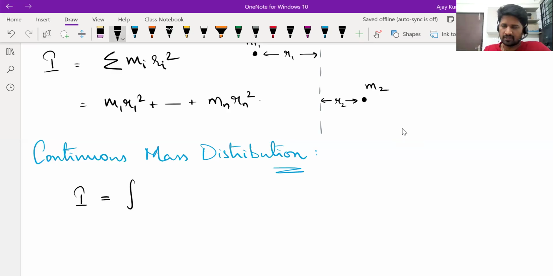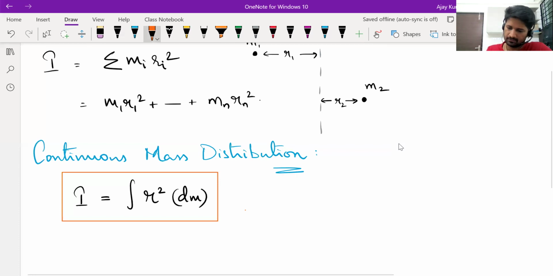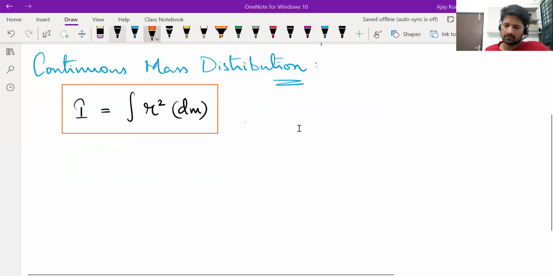In the formula for moment of inertia, mi is the mass of the ith particle. In a continuous mass distribution, you will just call it dm, the mass of an element. And ri is the distance of the ith particle from the axis, so here you will just take the distance of the element from the axis and square it. So if you want to find the moment of inertia of a continuous mass distribution, this is how you are going to do it. Let's apply this formula and derive the moment of inertia of a uniform rod.